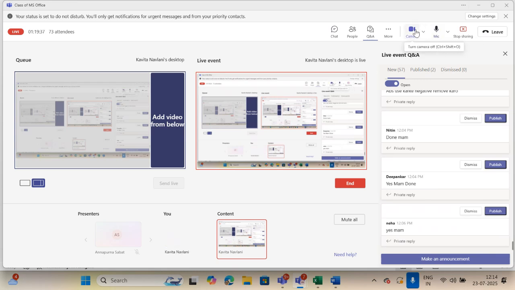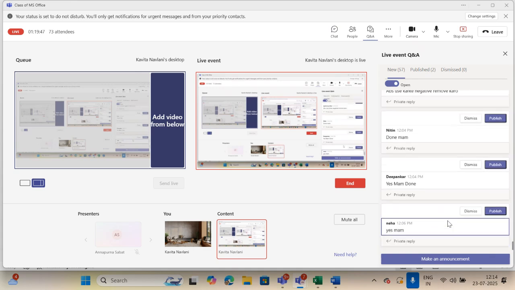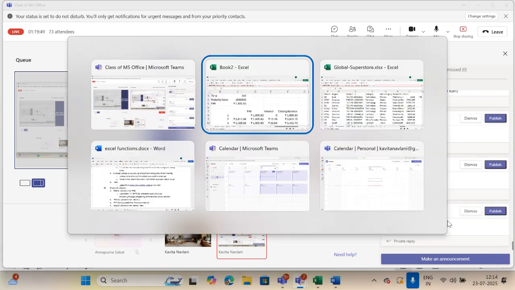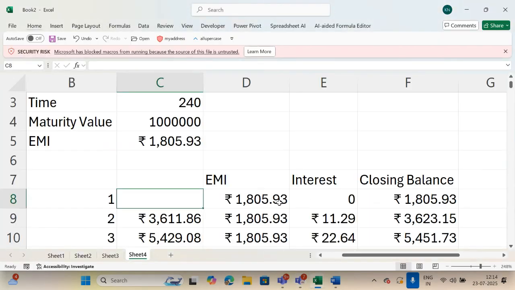Has everybody understood or not? Because everybody was asking why we are putting the comma here. Are you getting it or not?